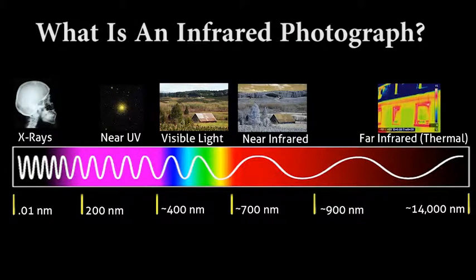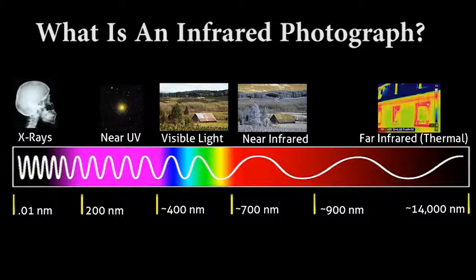Okay, before we start getting into the instructional aspect of this, let's just quickly go over what exactly an infrared photograph is. Usually, we are taking pictures in the visible light range, and when you look on the electromagnetic spectrum, visible light is actually only a very small portion of the entire electromagnetic spectrum.